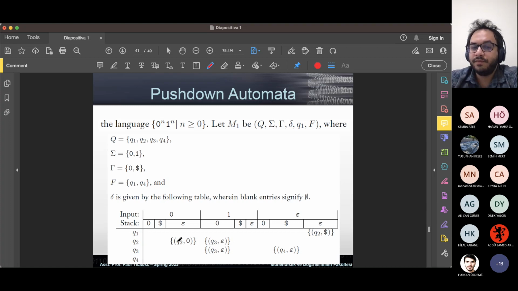If you are on Q2 and at the top of the stack, you pop nothing, but you push a 0. So this is the rule for the Q2. Or if you see a 1, you push nothing, and change the state to Q3. Is it clear, guys? So this is the way of how you can read the stack, or how you can define the transition function.